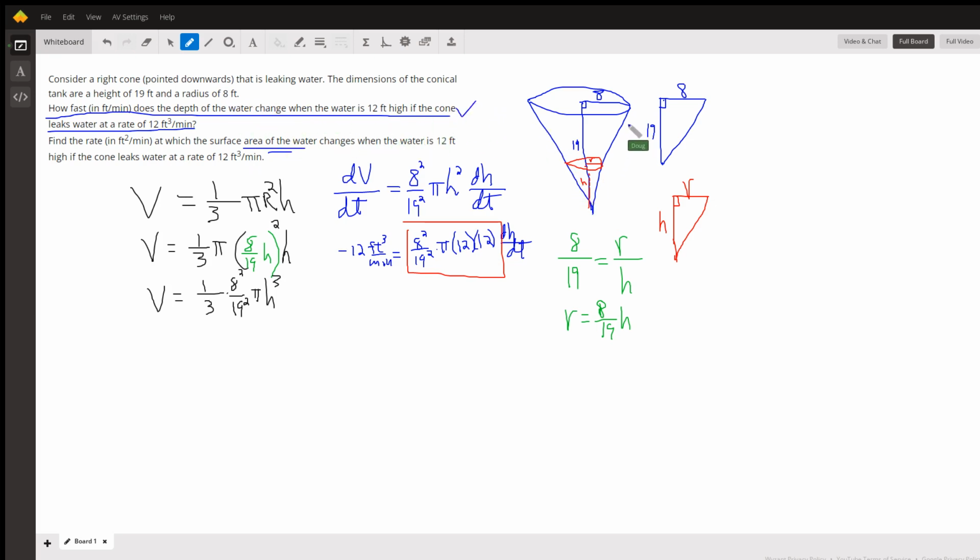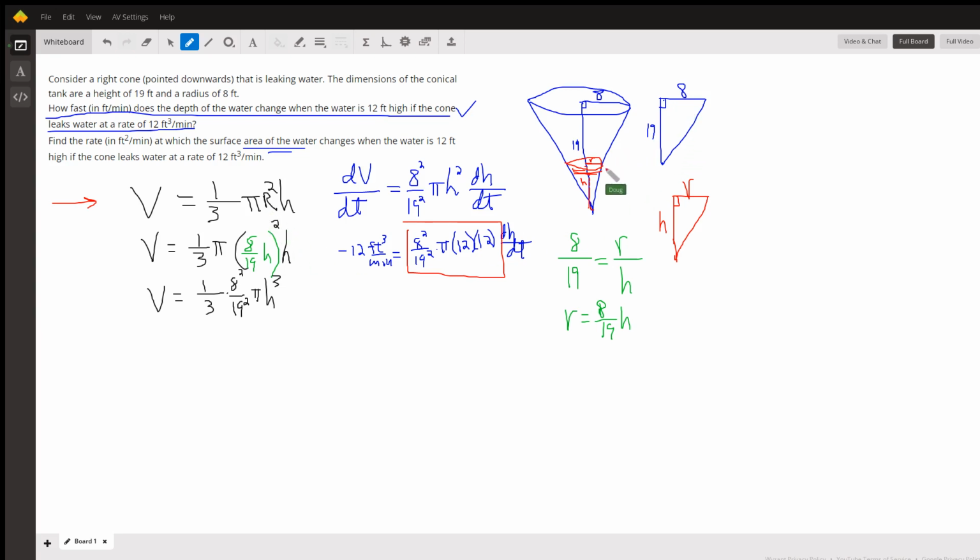So here's the right cone pointing downward, radius of 8, height of 19. Here's the water, and at any given time that water has a volume, and it depends on the radius of the water and the height of the water. And we're asked to find the rate at which the height is changing. So we want H to remain in this formula for volume. And we'd like to get rid of the R because we don't know anything about how the radius is changing.